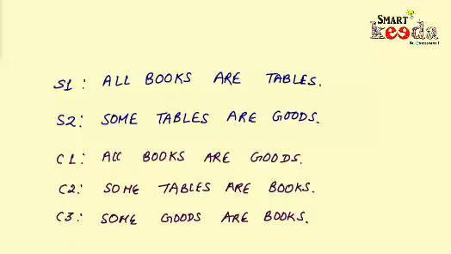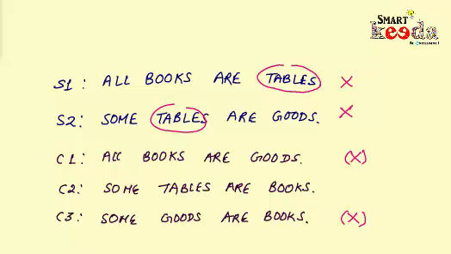Now if we read the conclusions, we can see that there are two conclusions, C1 and C3, in which a relationship between the classes books and goods is given. And if we look at the statements, we can see that the classes books and goods are in two different statements. And to derive a conclusion between these two classes, we need to apply the logical deduction method. Now you can see that the middle term is tables here, but it is being distributed in neither of the statements. Therefore, we cannot find a definite conclusion between the classes books and goods, and hence C1 and C3 will be marked as wrong.